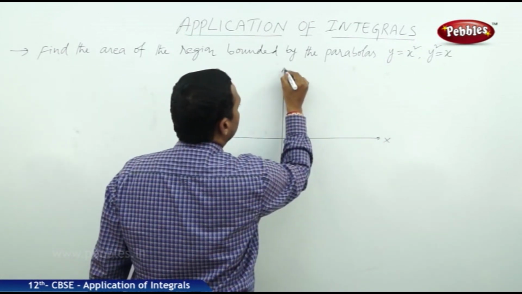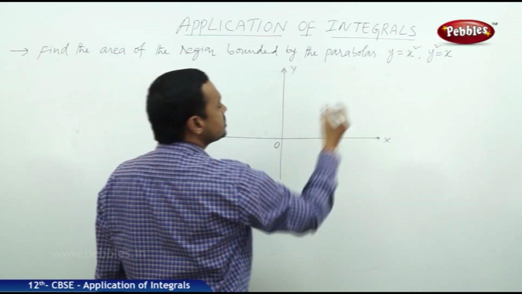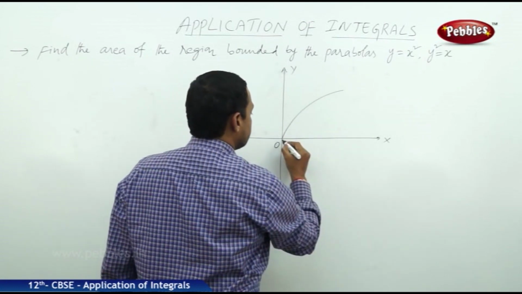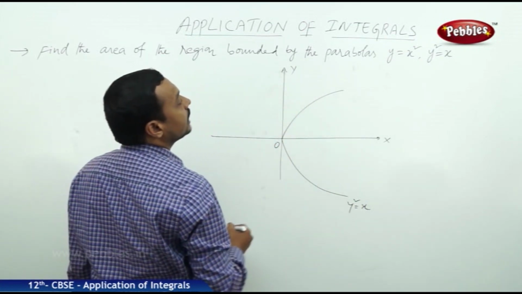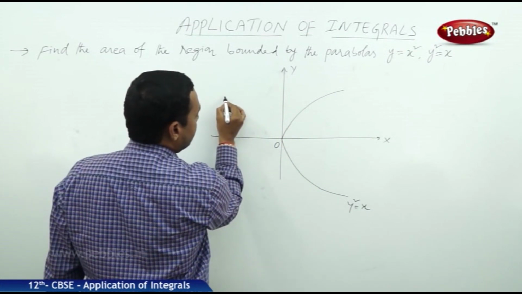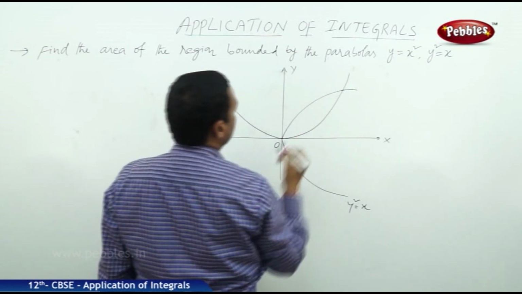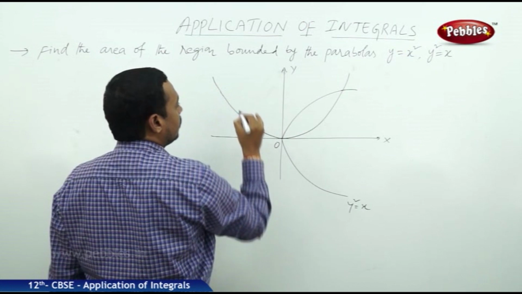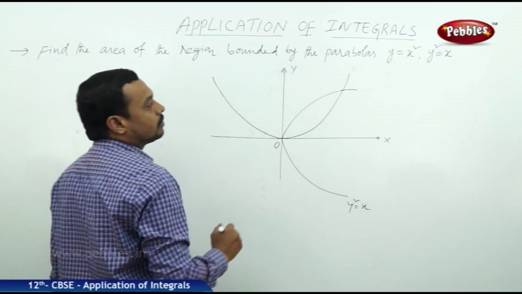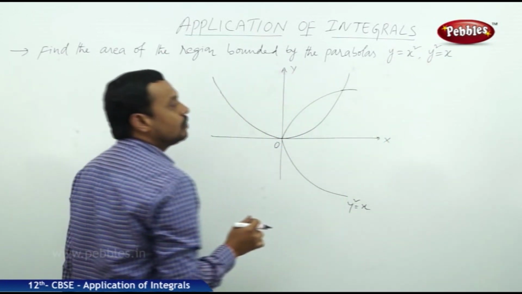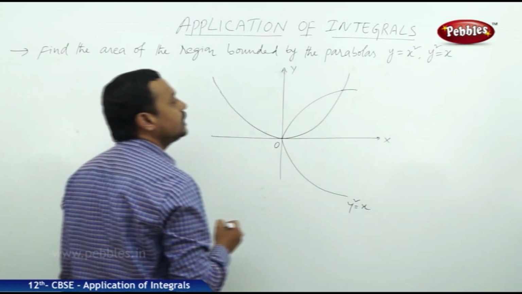Now let us draw the two curves first. y square = x is symmetric about the x axis, and x square = y is symmetric about the y axis. Like this. These two curves intersect at the origin, because the two parabolas have the same vertex at the origin.